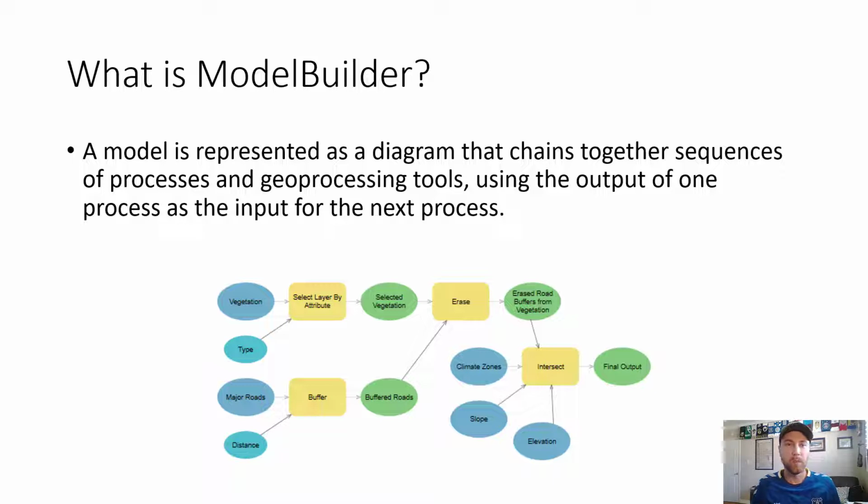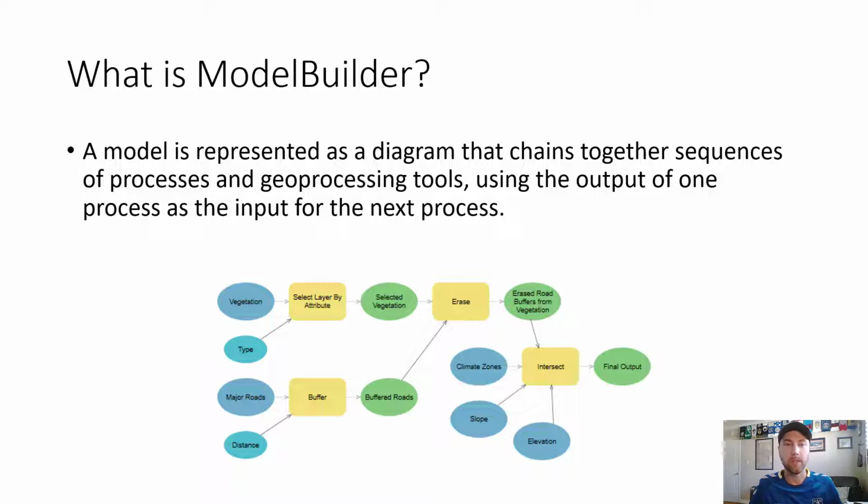A model is represented as a diagram that chains together sequences of processes and geoprocessing tools, using the output of one process as the input for the next process. You can see the example here, and we'll get into the details of this example in a moment. For example, on the left-hand side, the type of vegetation, you're using a select by attributes tool. The yellow box tells you that's the tool. The blue ovals are the data, and then the green are the outputs.